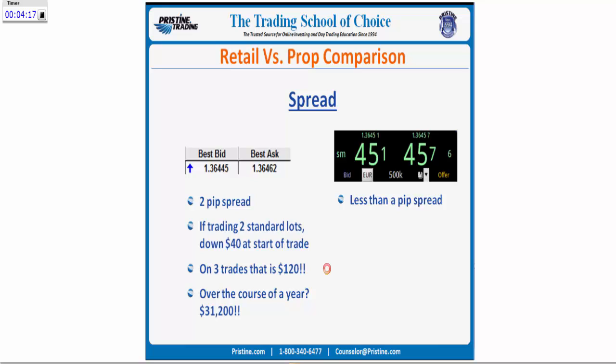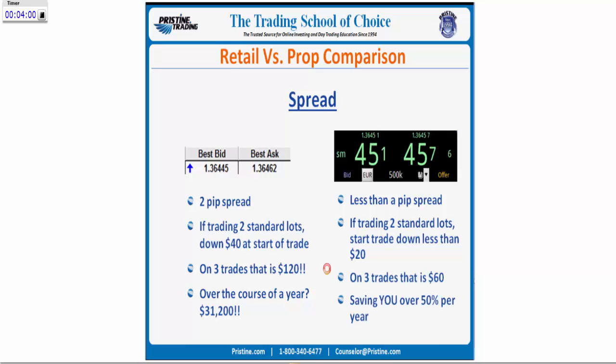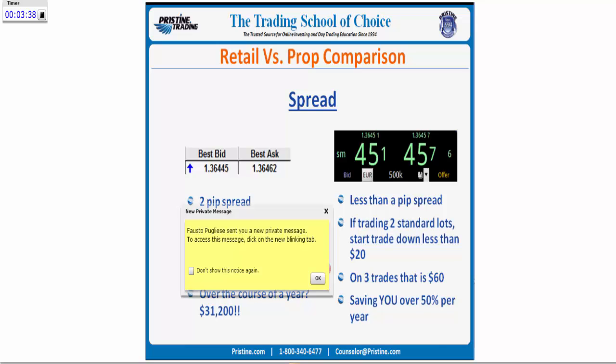So with our prop program, you can get spreads of less than a pip. I mean, you could see it here in the app sharing. So if you're trading the same 2 standard lots, you start to trade down less than 20 bucks. On 3 trades, that's $60, which alone can save you over 50% over the course of a year. So even if nothing else, this program can save you money on the spreads alone if you're a Forex trader. And so that alone is worth looking into.